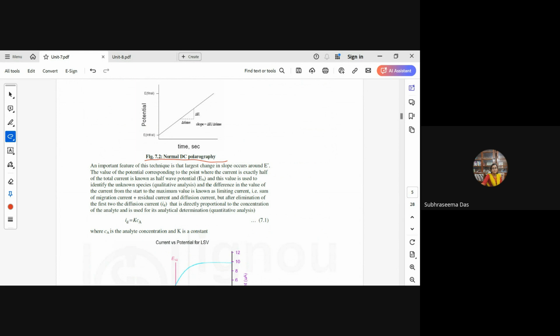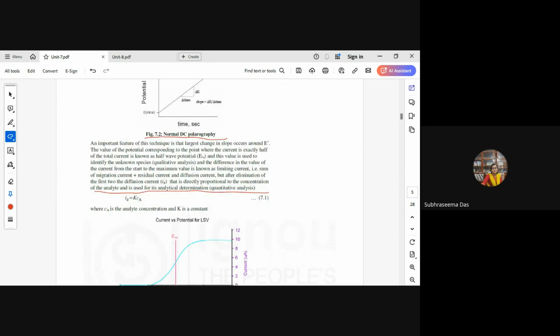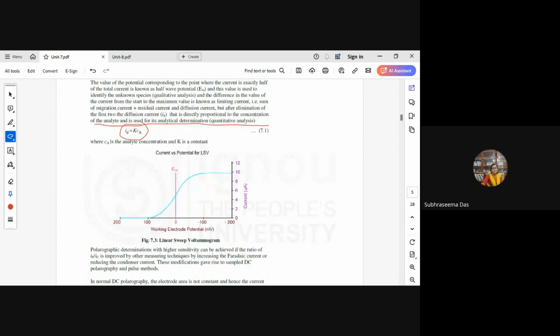So from the above discussion, we find that the sum of the migration current, residual current and diffusion current, that is id, is directly proportional to the concentration of the analyte, and this is used for analytical determination. That is, the diffusion current id is equal to k into Ca, where k is a constant and Ca represents the concentration of the analyte.